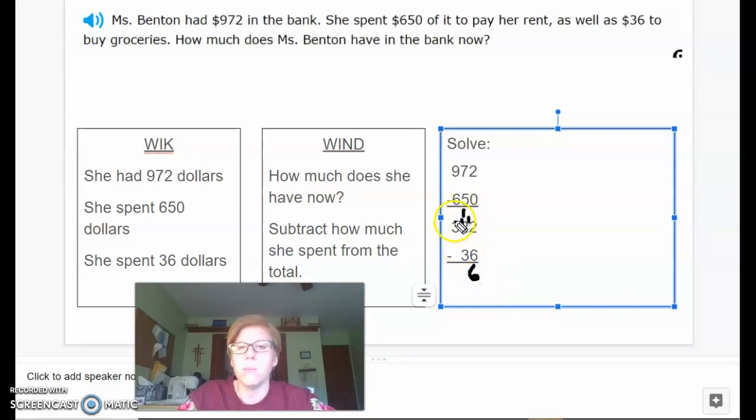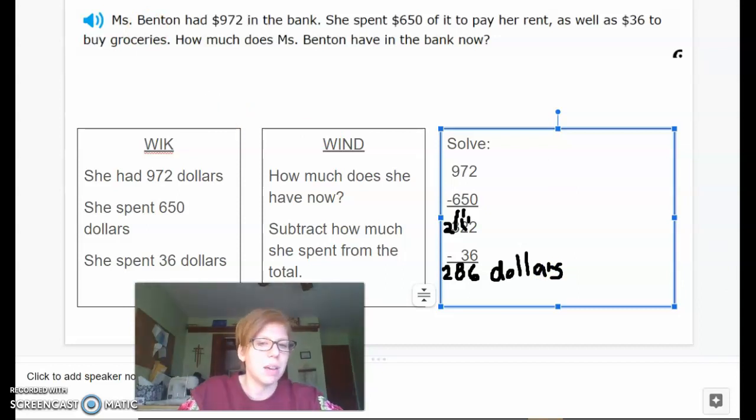Now I can't take 3 from 1, so I'm going to have to borrow from the hundreds place. That turns into a 2. This becomes an 11. 11 take away 3 is 8. And then bring that 2 down, 286. So she has $286 in the bank now. All right, my friends. That is how you can work on addition and subtraction multi-step word problems.